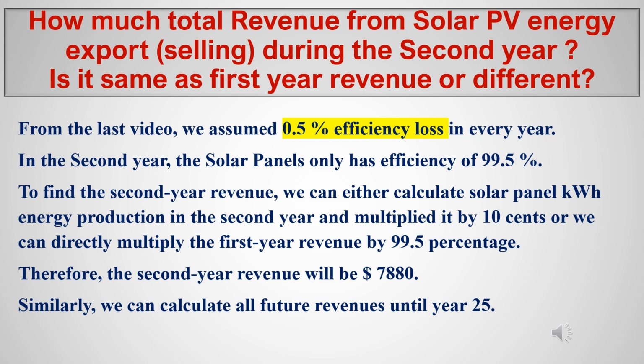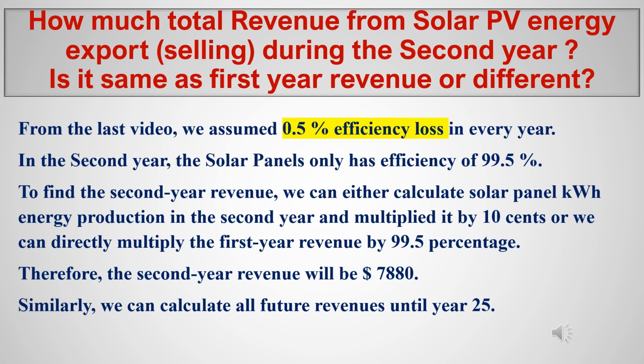How much total revenue from solar PV energy export selling during the second year? Is it the same as the first year revenue or different? From the last video, we assumed 0.5% efficiency loss every year. In the second year, the solar panels only have an efficiency of 99.5%.